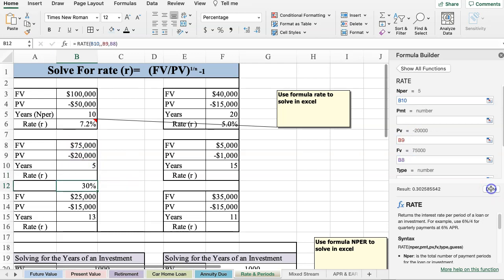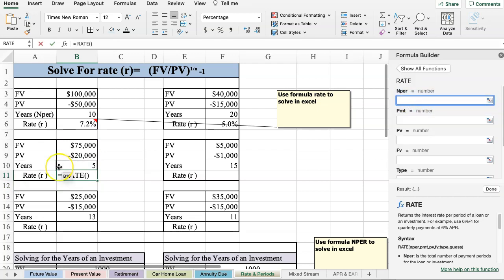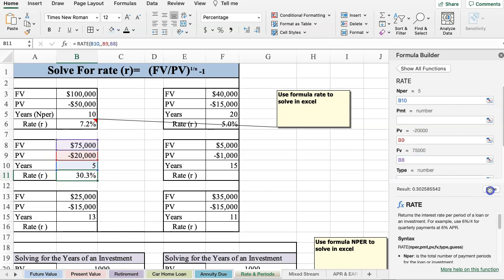Oops, I'm in the wrong cell. Okay, so it's a 30 because it's a big rate there. Paste it down here. Functions are all the same.